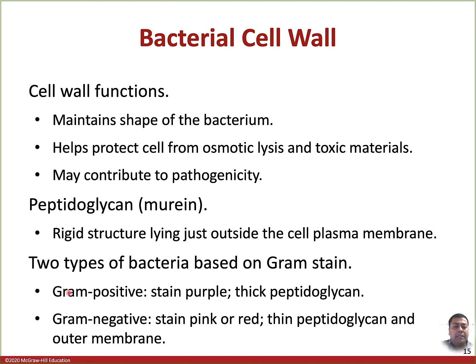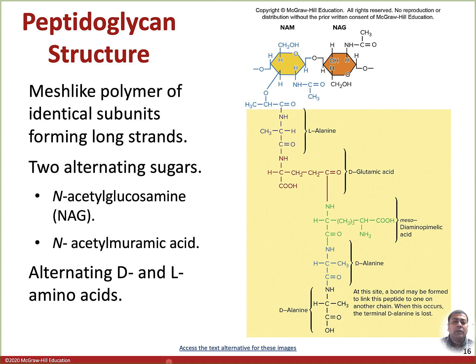On the other hand, there are the two types of bacteria based on the gram stain that we talked about. The gram-positive, which stain purple, actually have a much thicker peptidoglycan, whereas the gram-negative bacteria, which stain pink or red, have a thin peptidoglycan and an outer membrane. There are some other differences as well, and we're going to talk about those in a moment. So let's first take a look at the peptidoglycan structure.